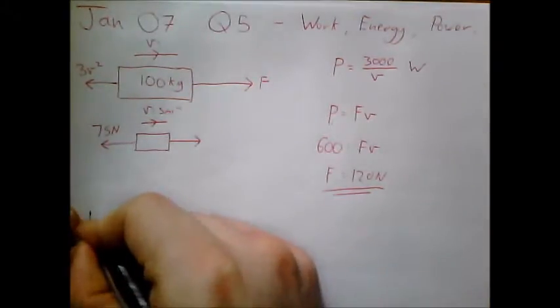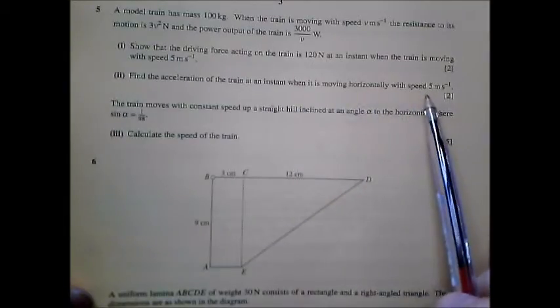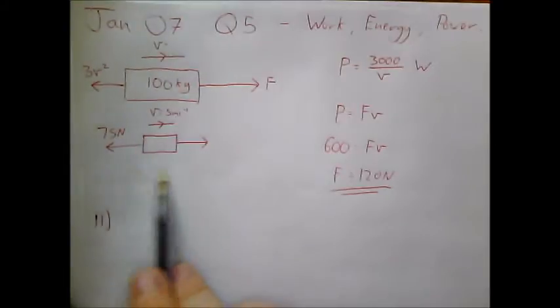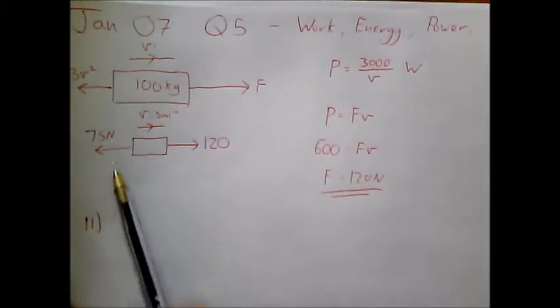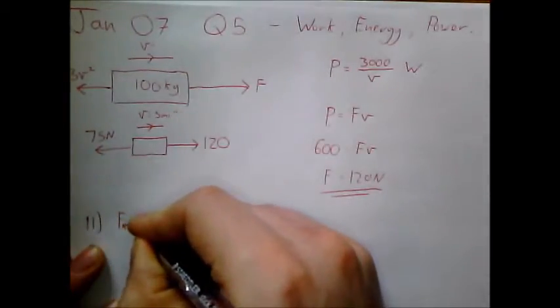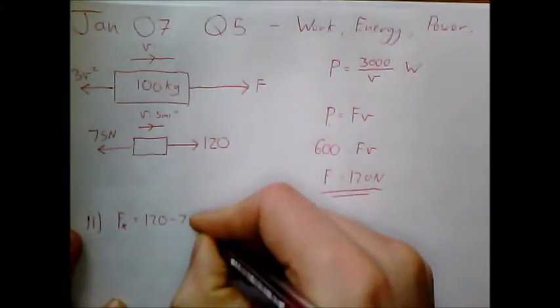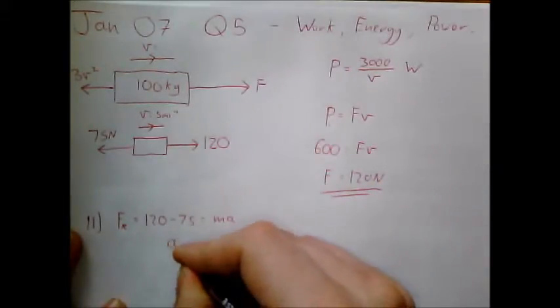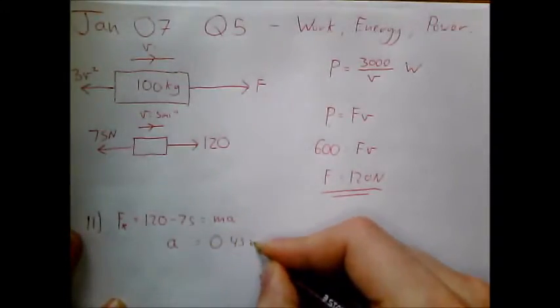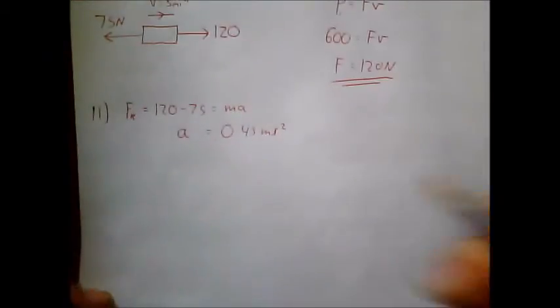Okay, now let's look at part 2. We want to find the acceleration of the train at the instant when it's moving horizontally with a speed of 5 meters per second. So the situation we just had pretty much. So this is where this diagram is going to come in handy. So we know this is 120. So this is an unbalanced force. So the overall resultant force, F resultant, is 120 minus 75. Okay, and this is equal to ma, where we know the mass is 100 kilograms. So solving this, we should get an acceleration of 0.45 meters per second squared. And that's all we need to do for part 2. Nothing too strenuous there.